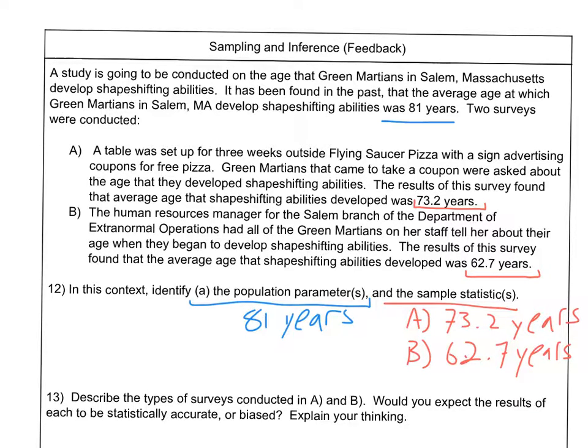And in the case of the population parameter, we're talking about the whole population and the true value, which in this case is 81 years. For the sample statistic, these are things that we're measuring. We have to kind of come to terms with whether or not they match these or don't match these.